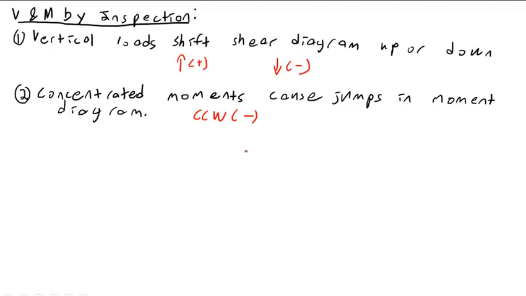So again, we need to be very careful to distinguish external and internal forces. If you apply a positive moment to the structure on the outside, inside it must resist that with a negative moment. So a counterclockwise external moment will cause a drop, a negative jump in the moment diagram, and a clockwise external moment will cause a positive jump in the diagram. And we'll see that.